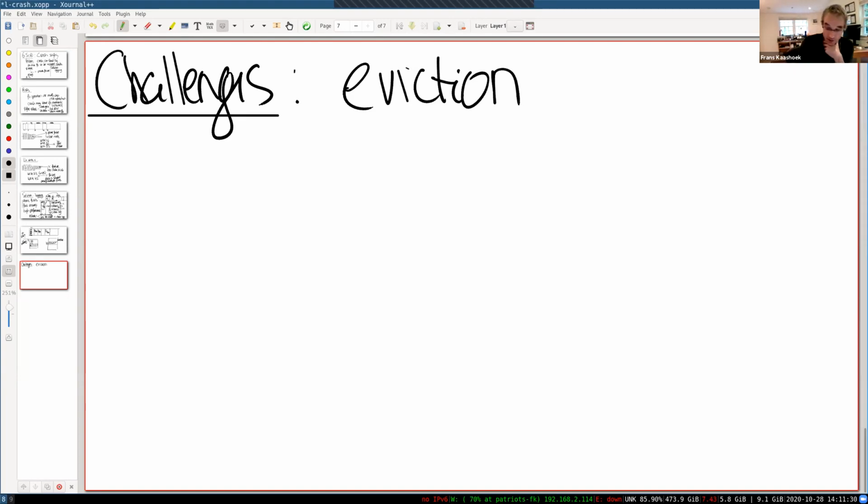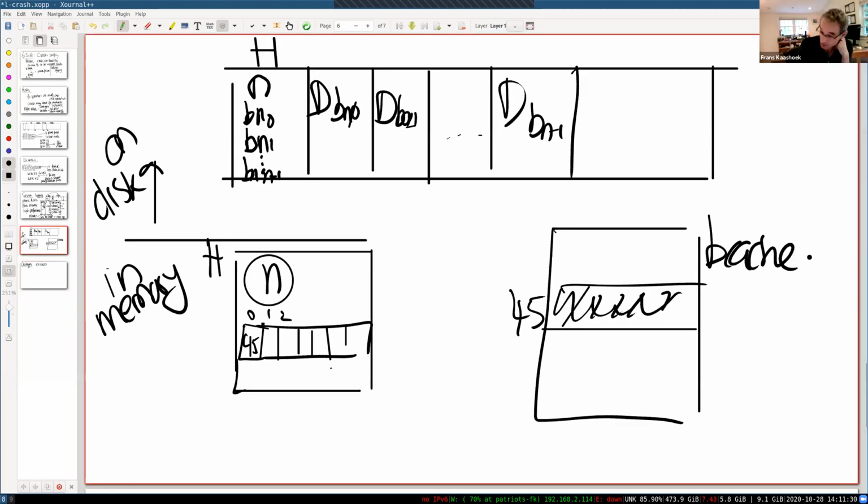And the issue is as follows. Let's say we go back to this picture here, and the whole B cache is full. And so the transaction is in progress. Let's say we just updated 45. It's now done with block 45, so it's going to write the next block, and the cache is full.